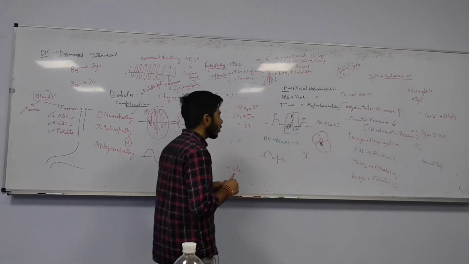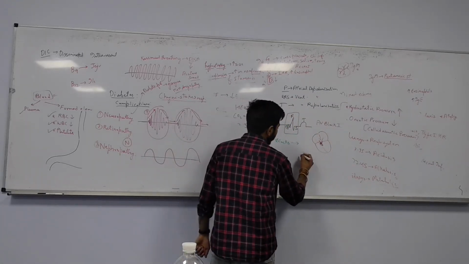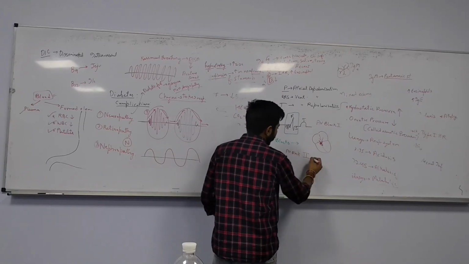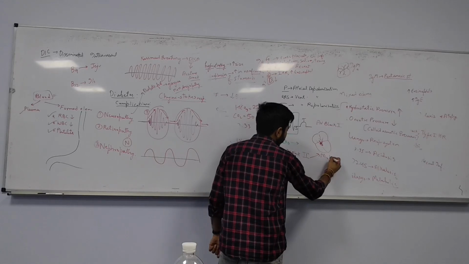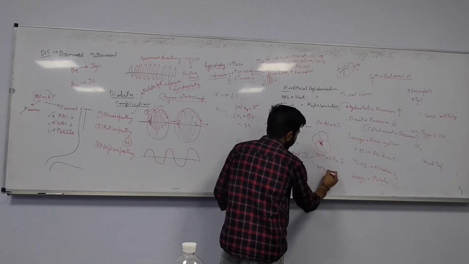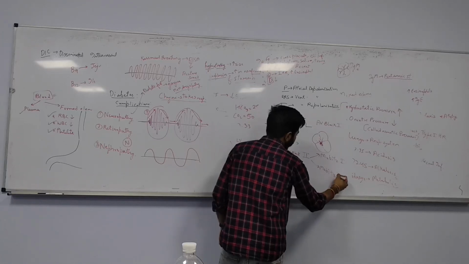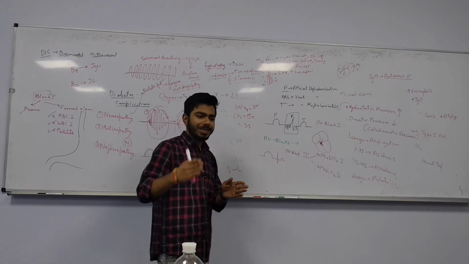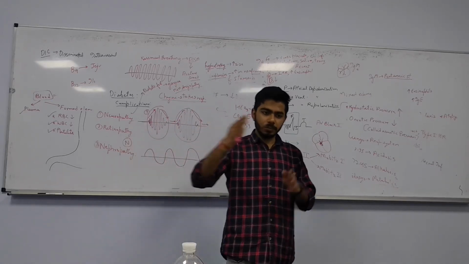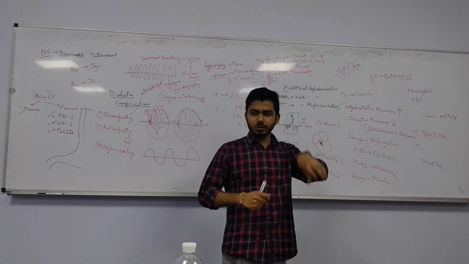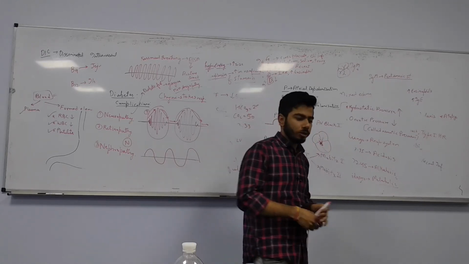Further, AV block type 2 is also having further types, that is Mobitz type 1 and Mobitz type 2. Okay, so that should also be remembered over here. So always remember, P wave will be exceeding the QRS complexes, because for a longer period of time impulses will be remaining in the atrium region only. Okay, understood?